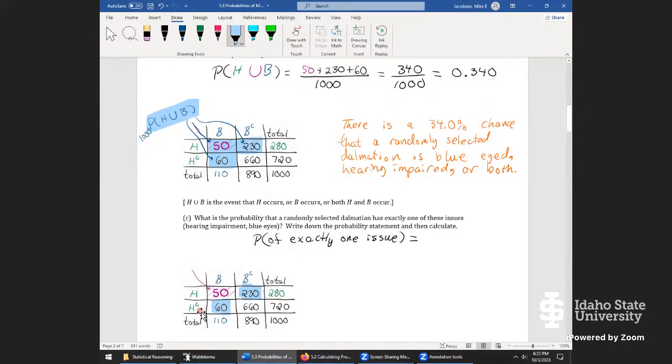So if we want exactly one issue, we pick this count of 230, hearing impaired, and this count of 60, having blue eyes. But this time we do not pick up the 50, that's having two issues, not exactly one. So this turns into 230 plus 60. And because it's a hypothetical 1000 table, we divide by 1000 on this one. Before we get the numerical value, does that make sense to folks on why we selected the 230 and the 60?